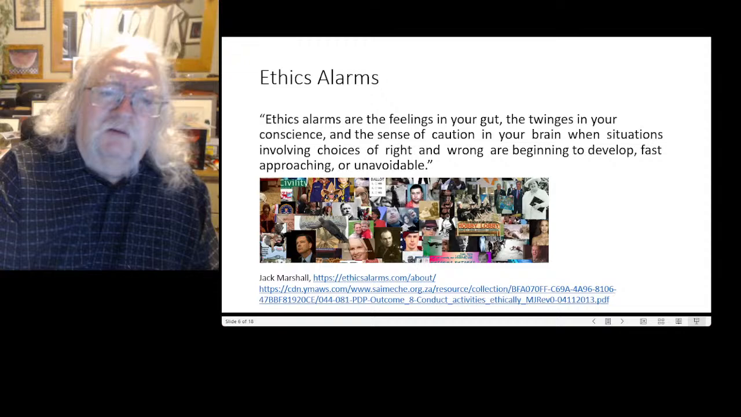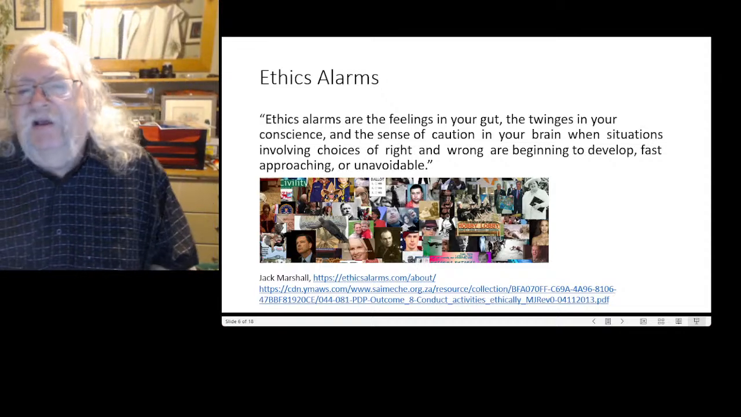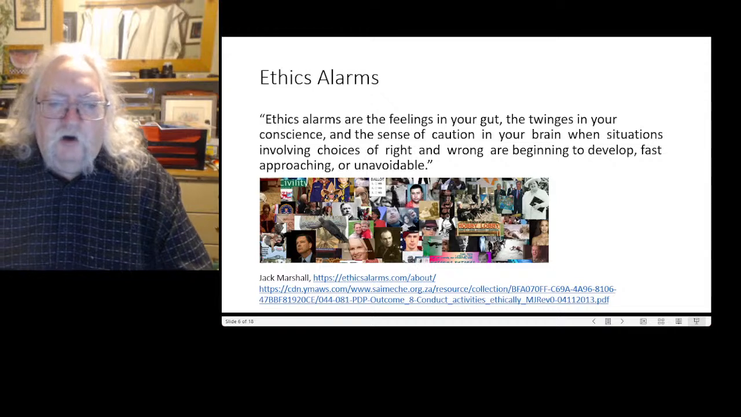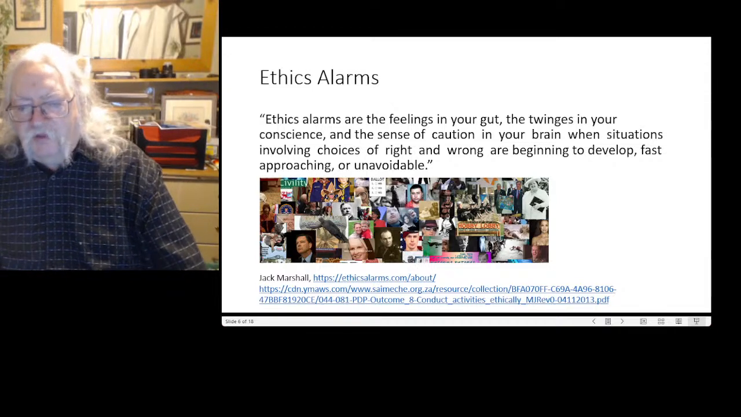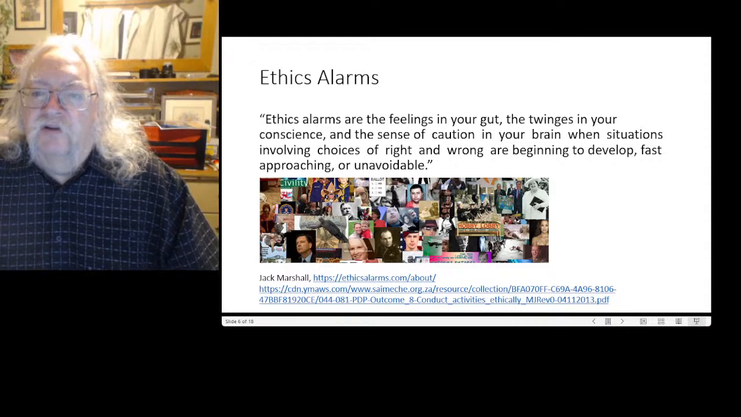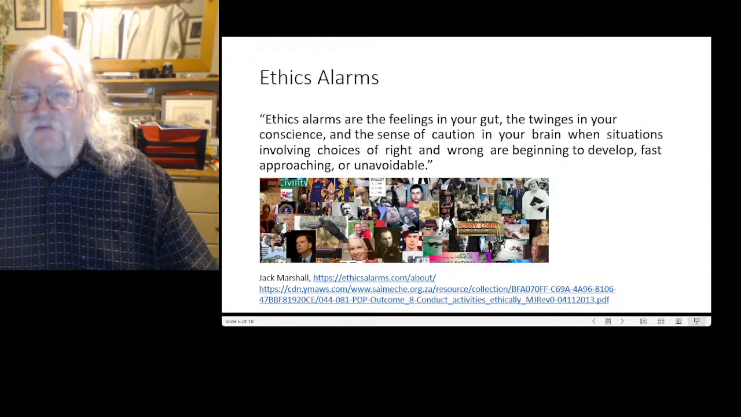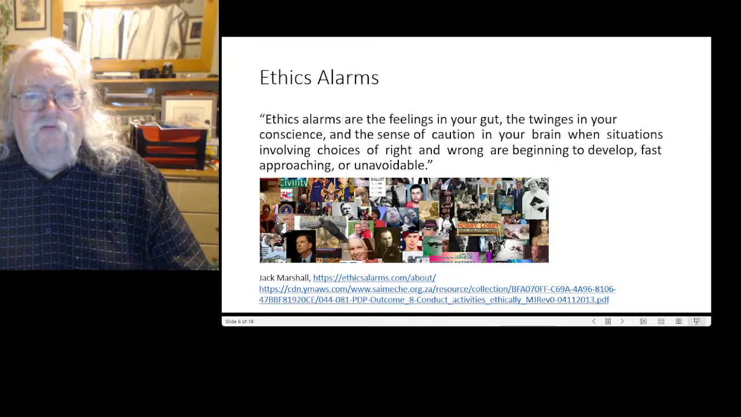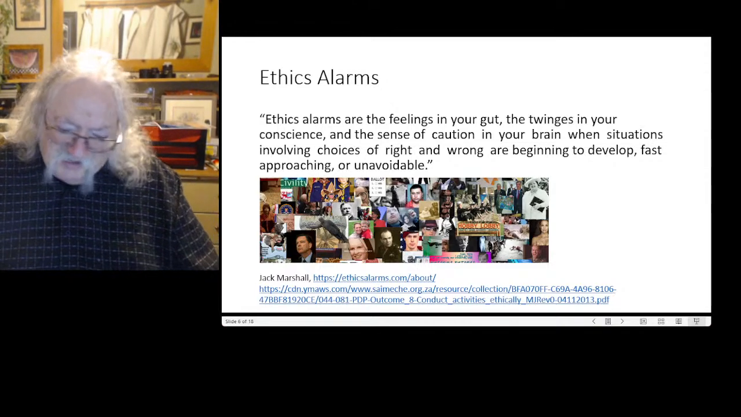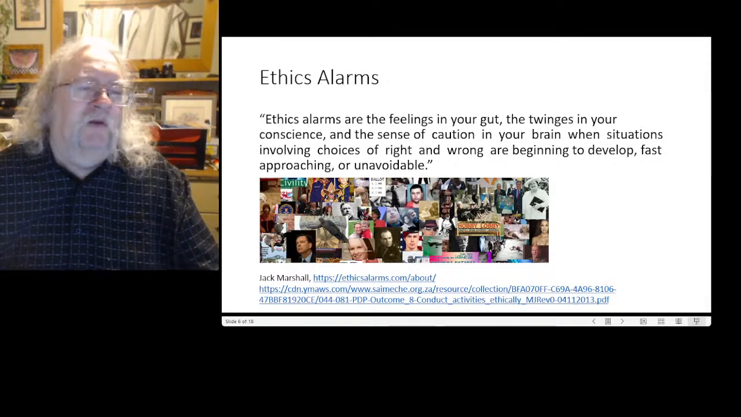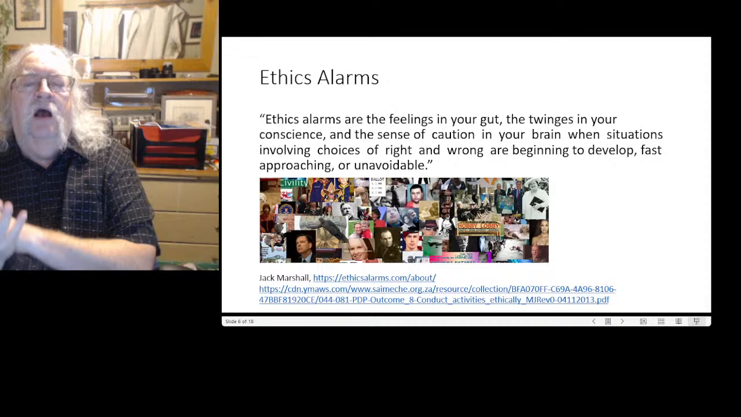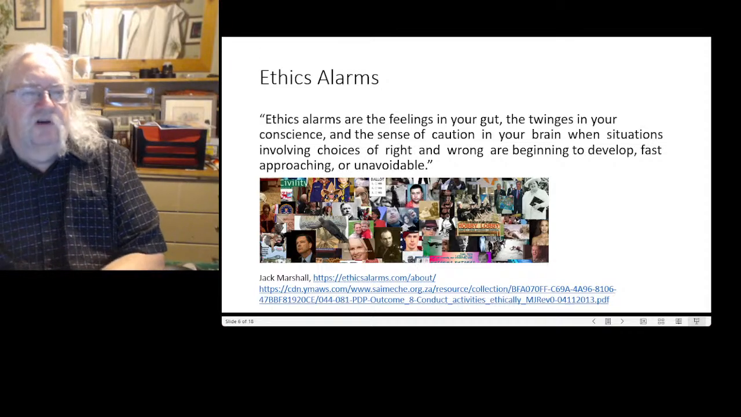So what are they? Well, one way of getting at this, and getting at Hume's theory, is to think about what Jack Marshall calls ethics alarms. Quoting from his About page on his website, ethics alarms are the feelings in your gut, the twinges in your conscience, and the sense of caution in your brain when situations involving choice of right and wrong are beginning to develop, fast approaching, or unavoidable. It's not the same as disgust or an ew response, right? But it is the sort of thing that is more characteristic of a feeling than it is an inference like 2 + 2 = 4.